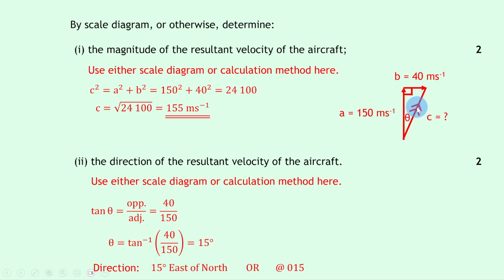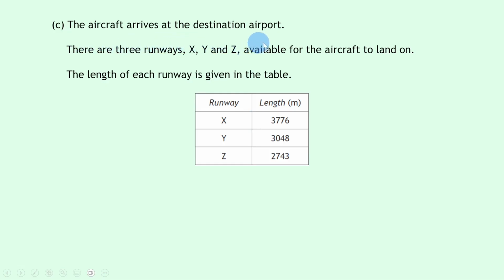So that angle there is just the 15 degrees, but to write it as a bearing we need 3 digits, so we write 015, so it's a bearing of 015. Part C says the aircraft arrives at the destination airport.